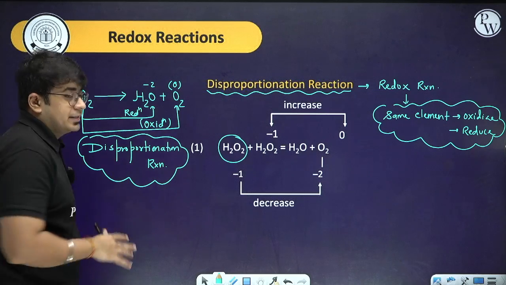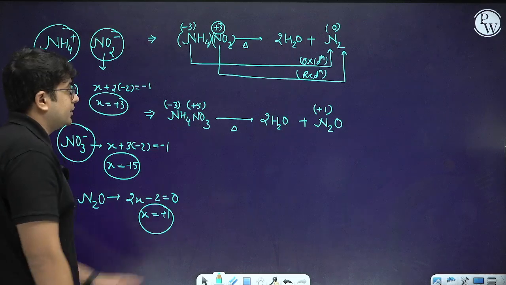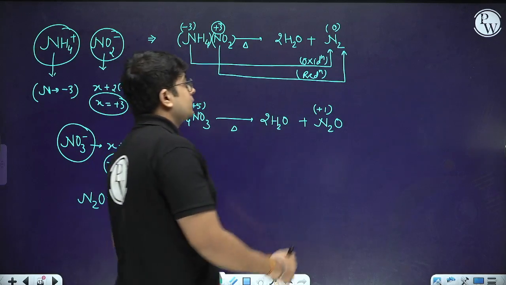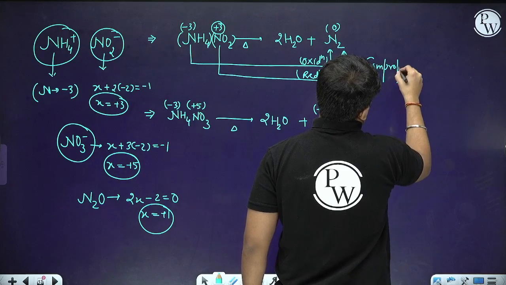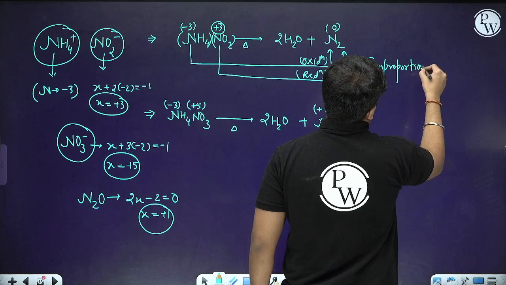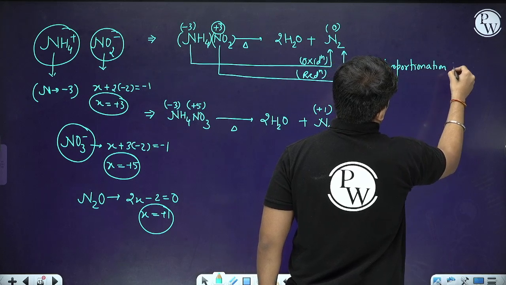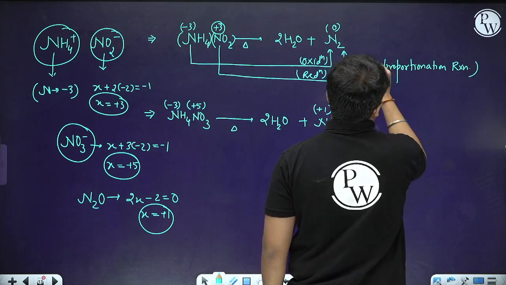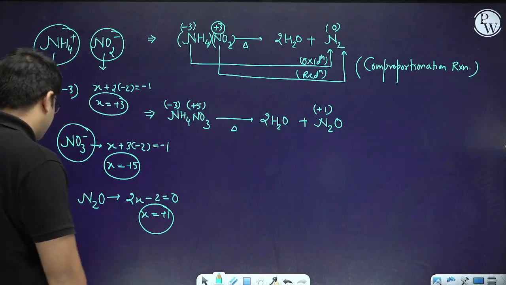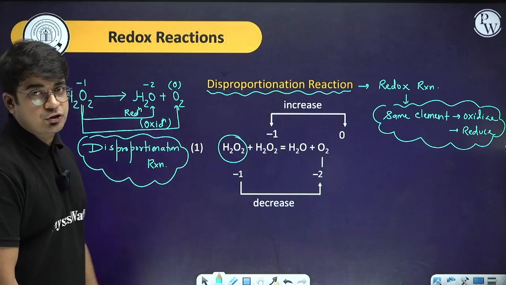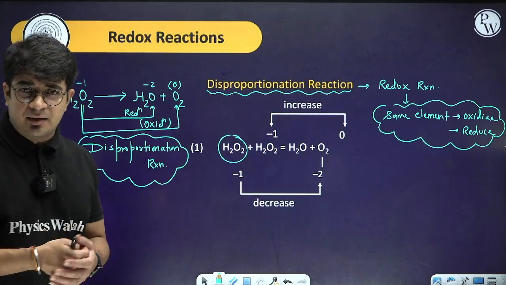If I reverse that reaction, this reaction will be known as a comproportionation reaction, which is exactly the reverse of a disproportionation reaction. Are there any other examples of disproportionation?